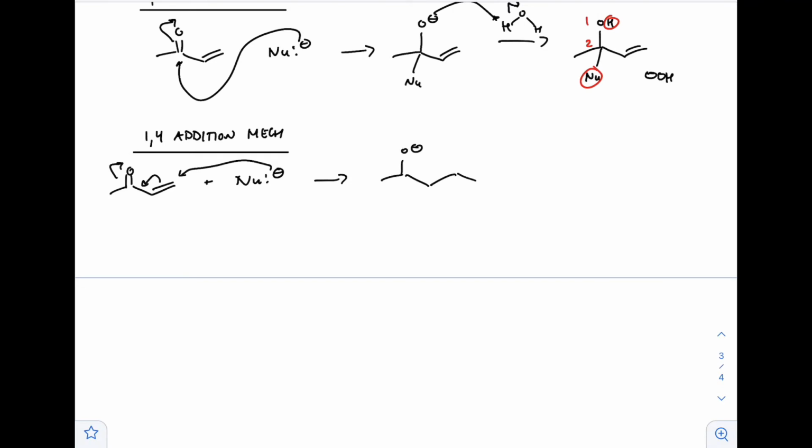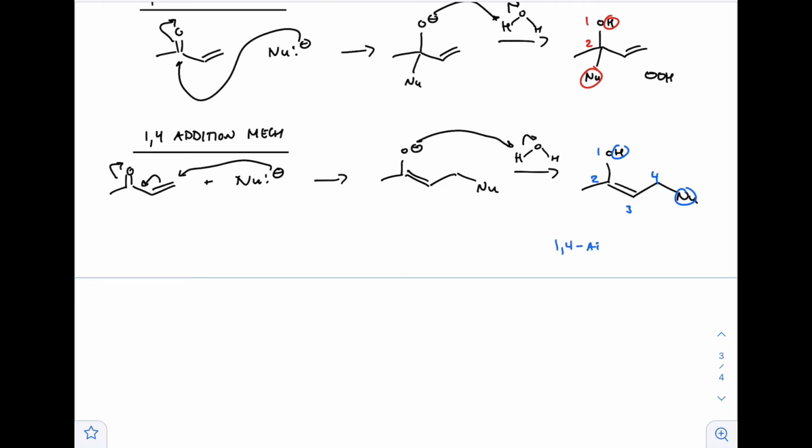So let's get it. When we attack that terminal carbon, we can push the pi bond to get the alkoxide, the O minus. And then what happens is you protonate it, okay? And if you protonate that oxygen, you get this vinylic alcohol. And if we take a little look-see, this actually makes more sense why it's the 1,4 addition product, right?